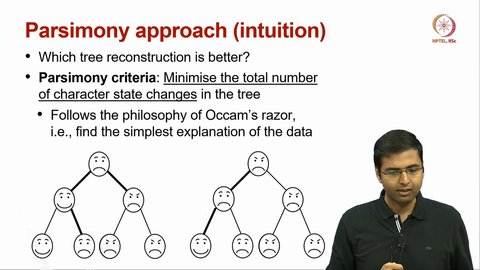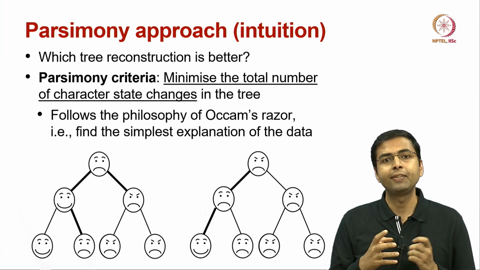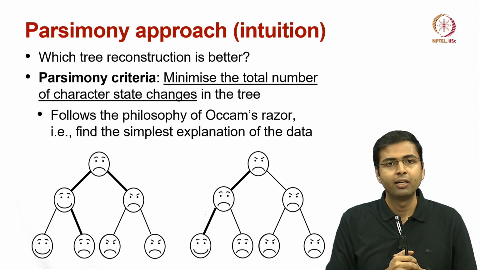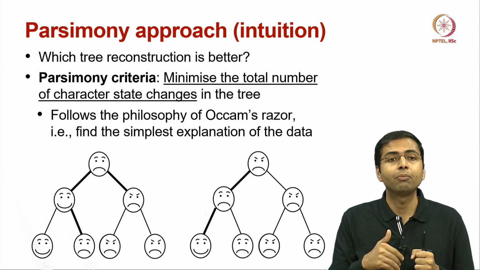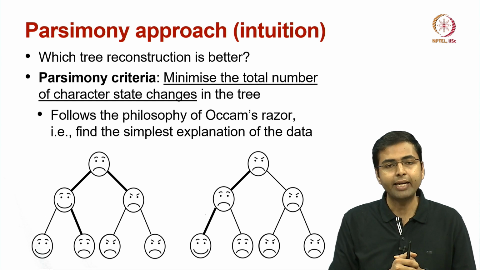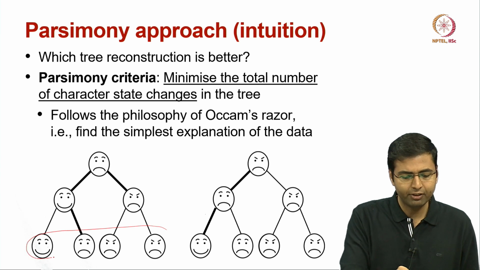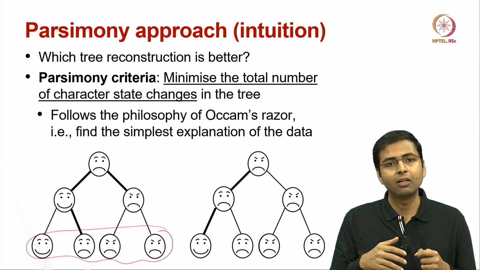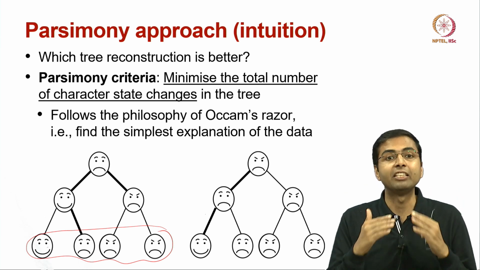Well, in the parsimony criteria, what we look for is a tree which minimizes the total number of character state changes across the tree. For example, if you are using DNA sequences, then we would want a tree which has minimum mutations involved. That is, you are looking for the simplest possible explanation for the given observed data. So, how can we reconstruct the tree which involves the fewest character changes?